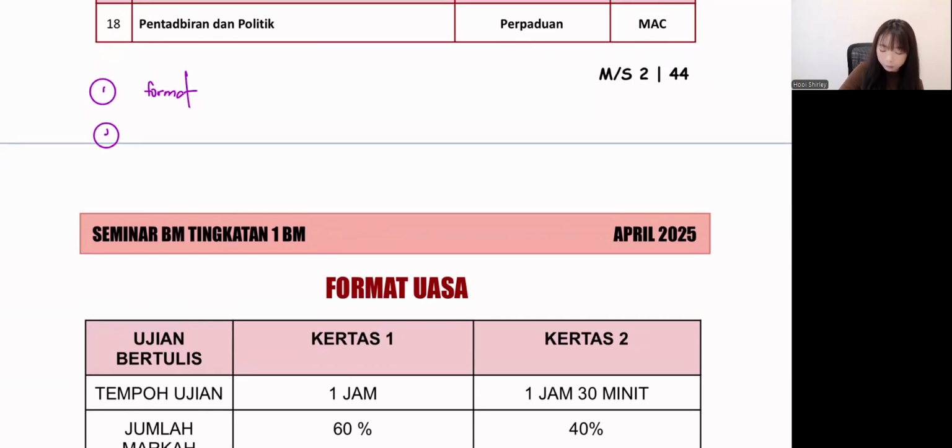The other one will be the karangan pendek. No matter whether you are having one paper or two papers for your BM midterm exam, you will be getting this karangan pendek, whether it's the full paper or just one paper. For karangan pendek, we will split it into two parts, type A and type B questions, because you will be getting different questions for each.